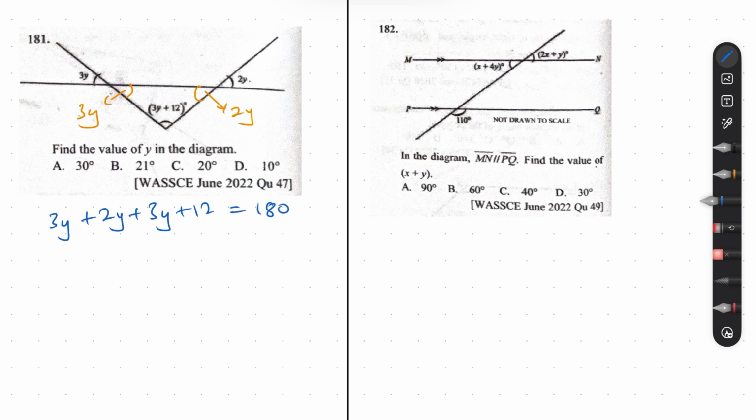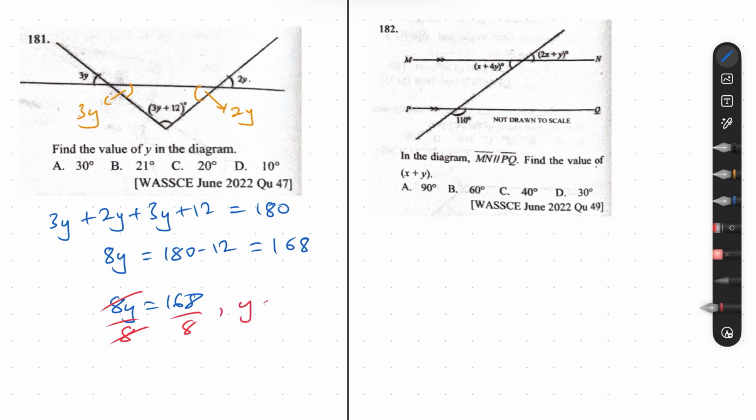So we have 8y equals 180 minus 12, which is equal to 168. So that means 8y equals 168. We can divide both sides by 8, so 8 will cancel out. Then finally, we'll have our y to be 21. Which is B. Cool. Let's move on to question 182.